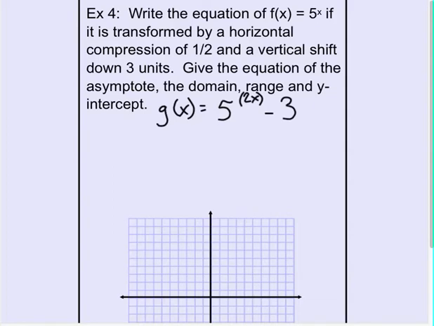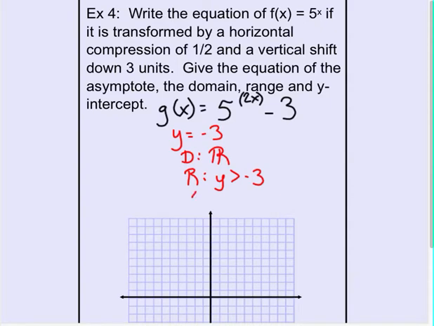Okay, so finding the equation of our asymptote, we've got an exponential function that's been shifted down. The parent function asymptote is y equals 0, so down 3 is y equals negative 3. The domain, we can still raise our exponent to any power. Range, because it was shifted down 3, y is now greater than negative 3.